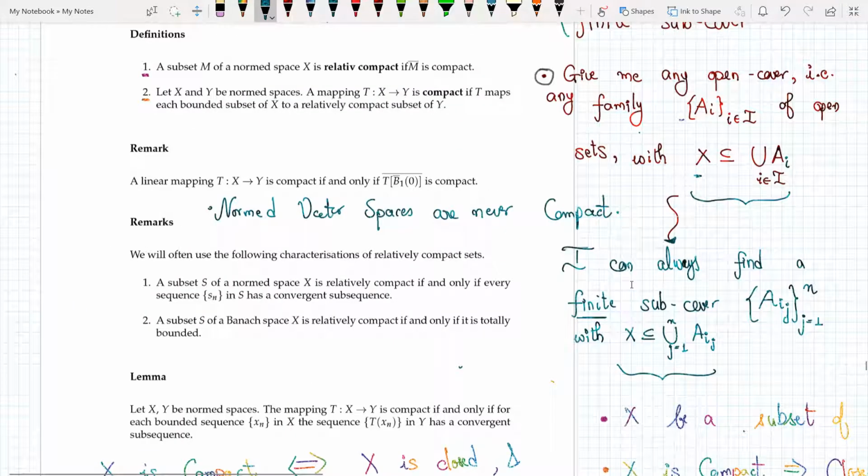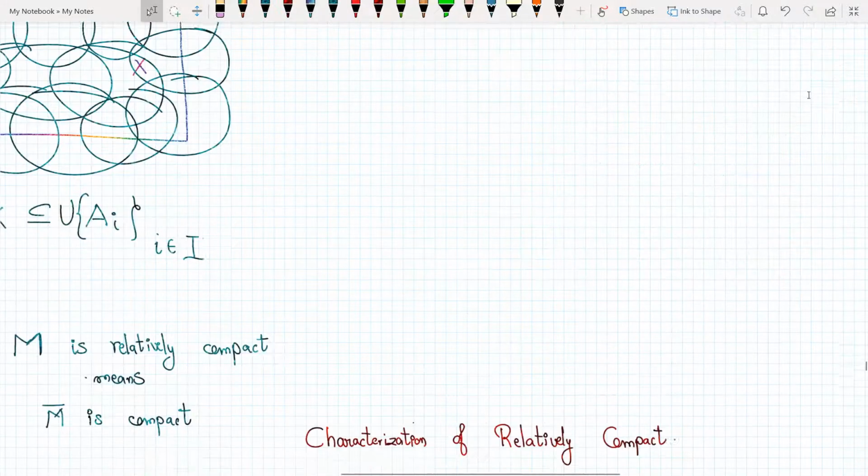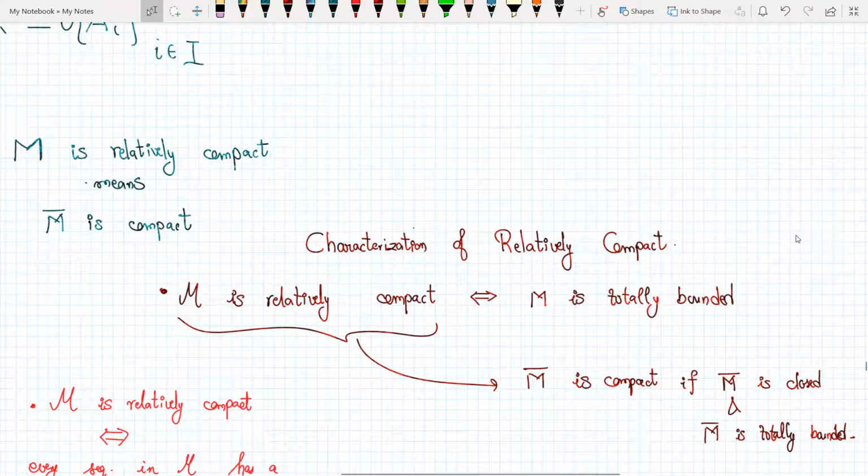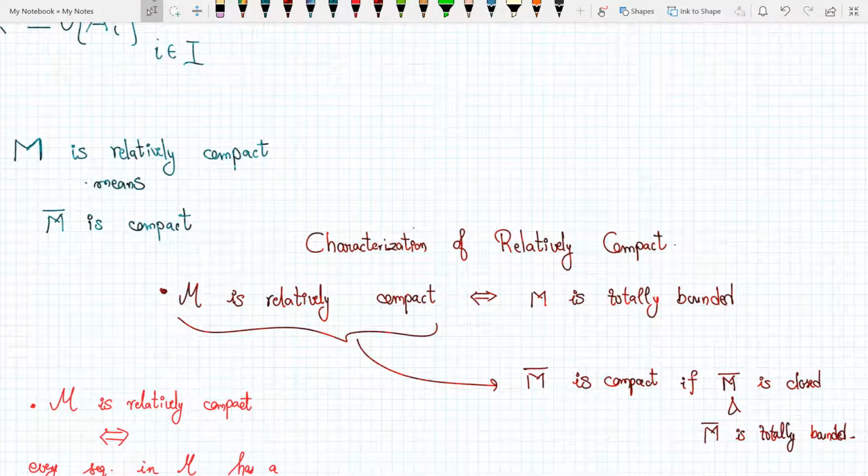Now I need to tell you the definition of something being relatively compact and that of a compact operator. A subset M of a normed space X is called relatively compact if the closure of M is compact. And the second thing is, let X and Y be normed spaces. A mapping T from X to Y is compact if T maps each bounded subset of X to a relatively compact subset of Y.